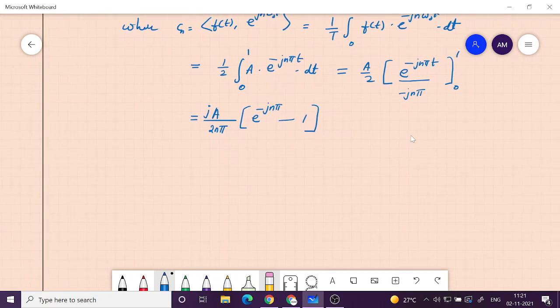Now what is this? If n is equal to even, e raised to minus jn pi is going to become 1 and it is equal to 0. So this is equal to 0 when n is even.